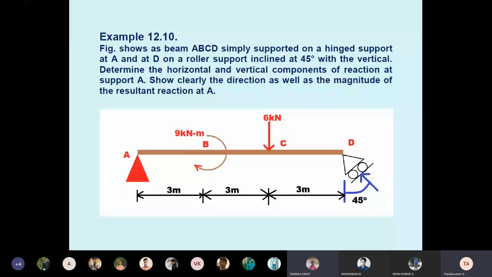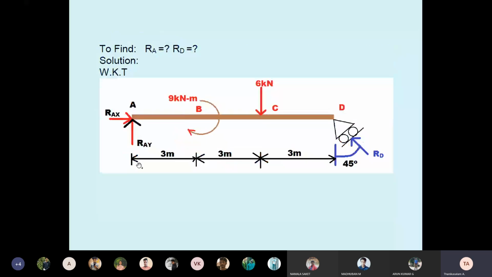So in this question, they mentioned A is the hinged support. See the graphical representation. It's a hinged support. D is the roller support, and the roller is inclined with the vertical at 45 degrees, as in the given diagram. A is hinged, D is the roller. The hinged support has two reactions, so I have drawn RAX and RAY.